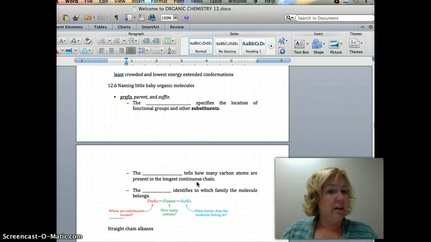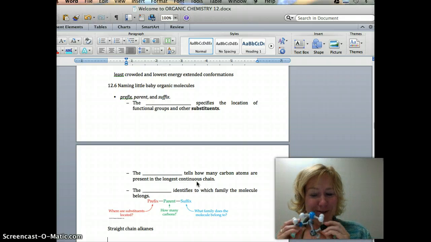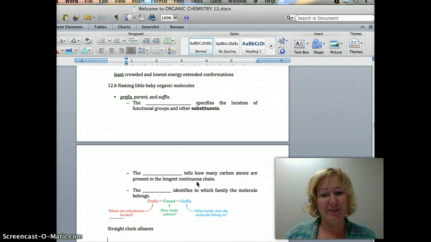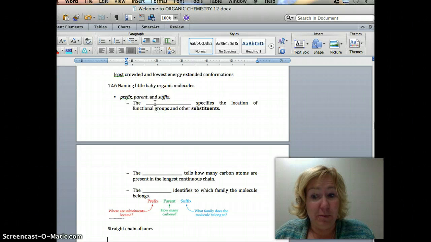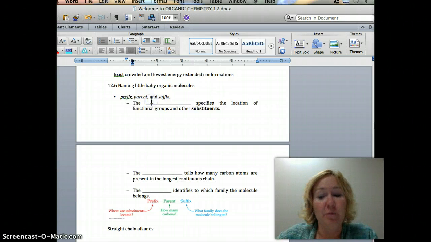Okay, naming a little baby. So you just found this cute little organic molecule and you just don't know what to name it. Should I name it Billy or Joey or Susie? It's so cute, I just want to name it. There are rules. We don't just let you name it anything. You're going to name it something stupid, like people naming stupid baby names. So there are rules.